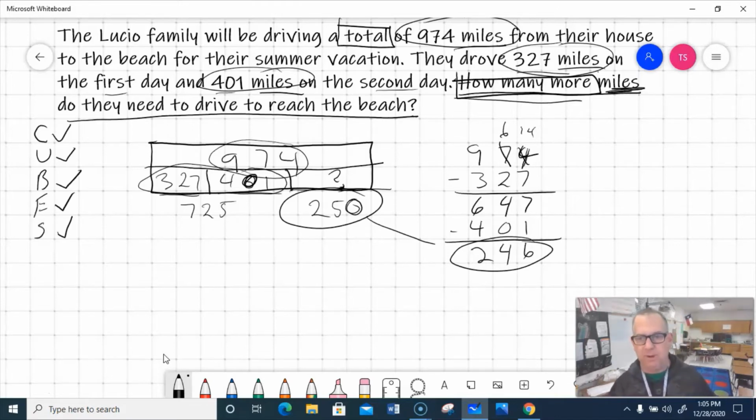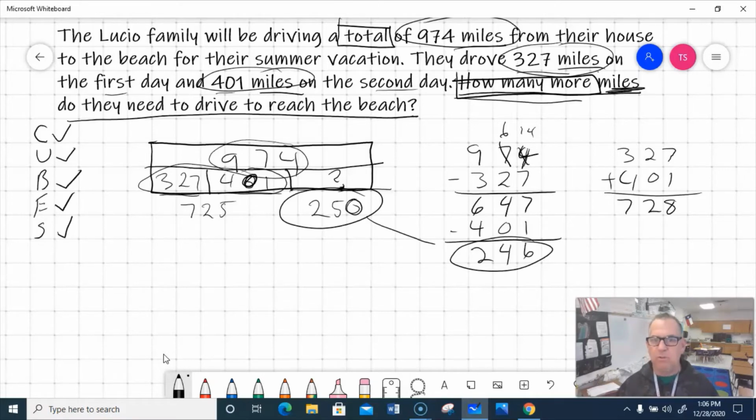So I probably did all my steps correctly, but we're going to do it the second way too. We're going to add 327 plus 401. That'll be the total they drove the first and second day. So 1 plus 7 is 8, 0 plus 2 is 2, and 3 plus 4 is 7. So 728 miles is how much they drove the first 2 days, which is really close to what my estimate was, 725.